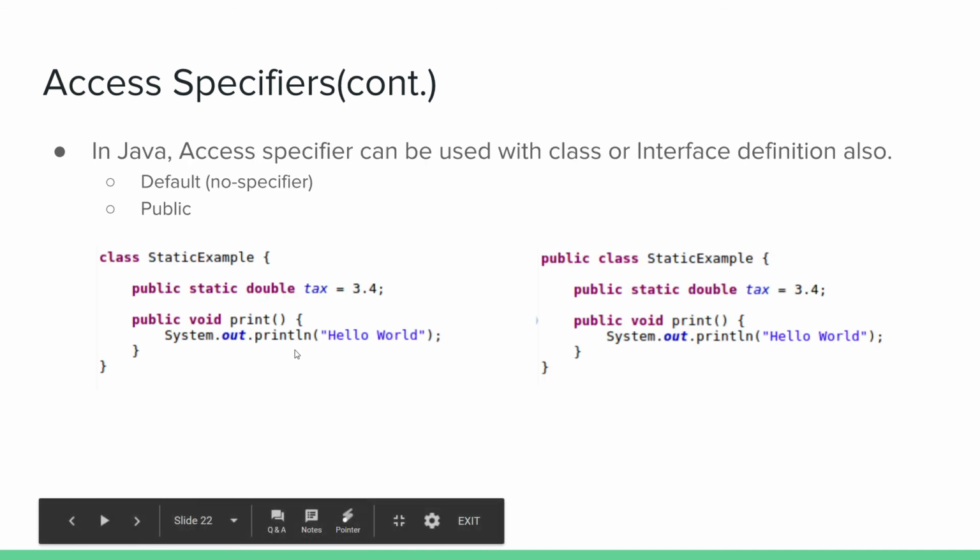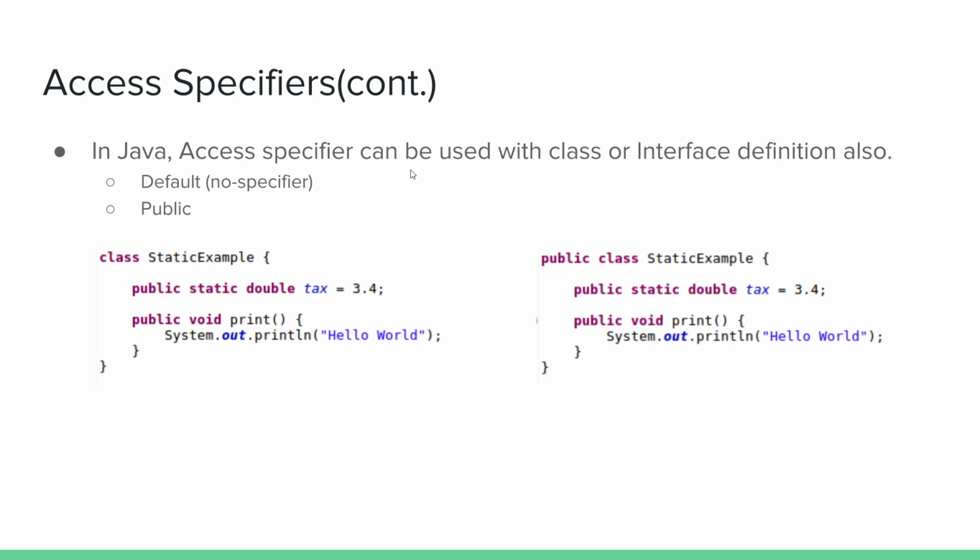Here are two good examples. In Java, the access specifiers can also be used to specify the access for the class or the interface definition. So we can use default, that is, not specify anything, or we can use public in front of the class name, and it will give you some kind of access specification for that class also.